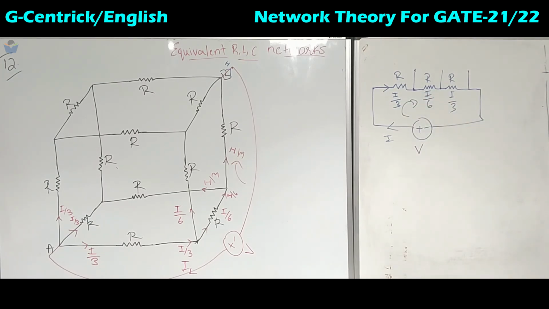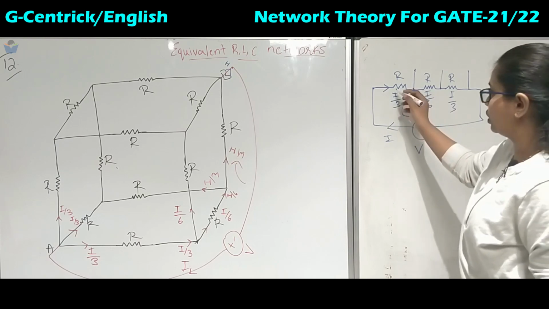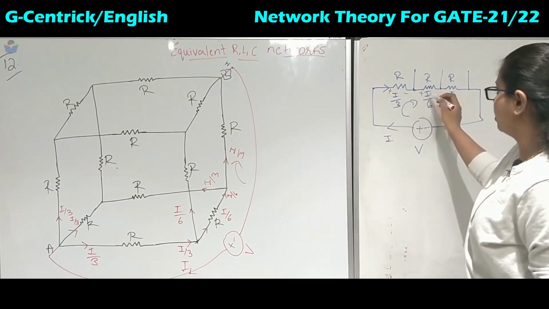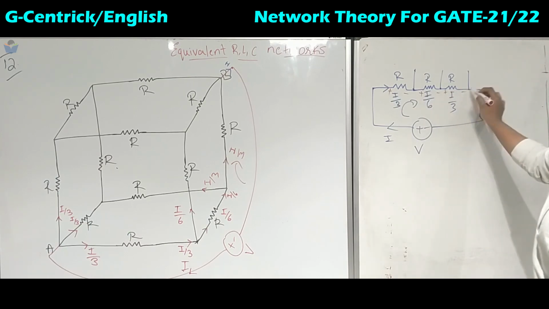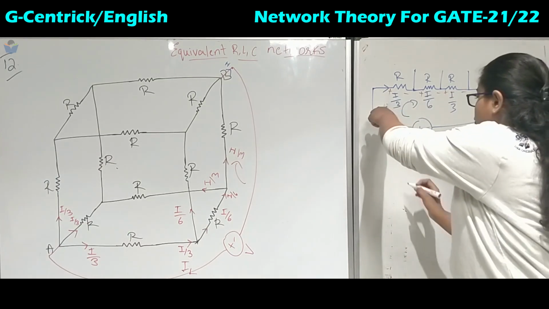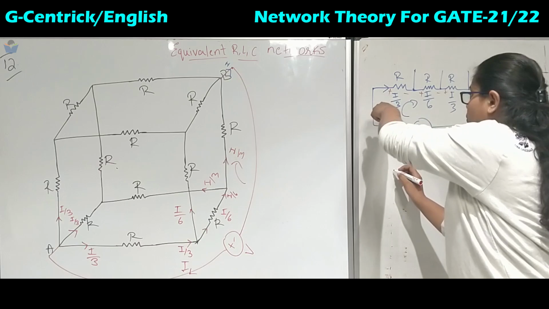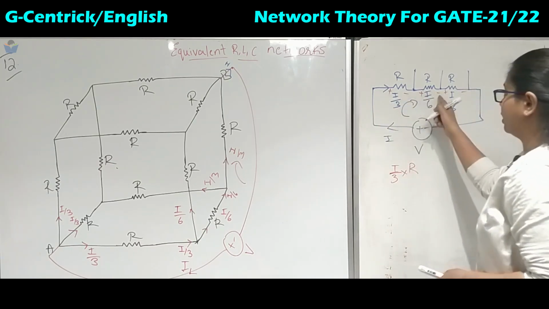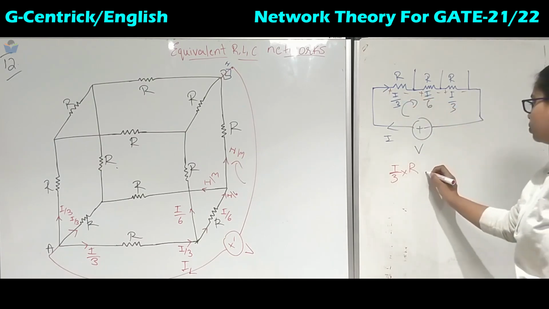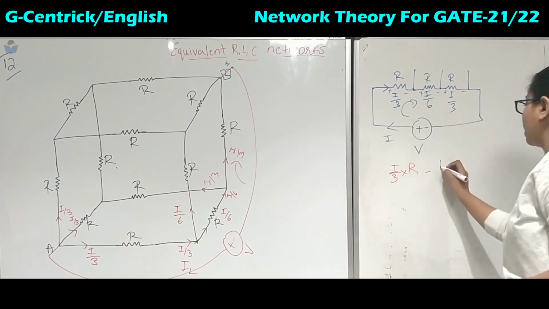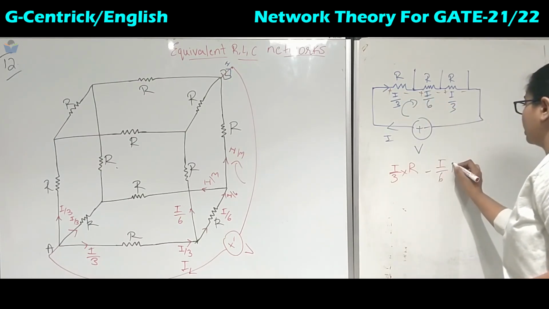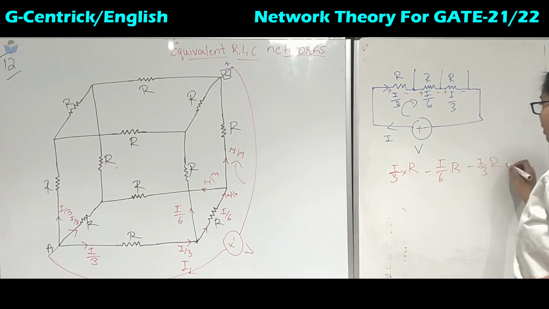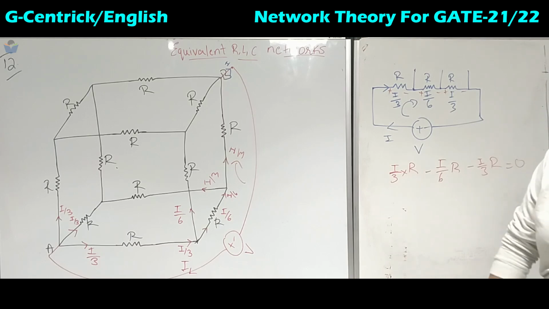So what we will have to do is find the voltage drop. Since it is a passive element, here it is plus and here it is minus. So the voltage drop here is nothing but I into R. So I by 3 times R, then it is leaving the circuit, so minus I by 6 into R, next again minus I by 3 into R. So this sum will be equal to 0.